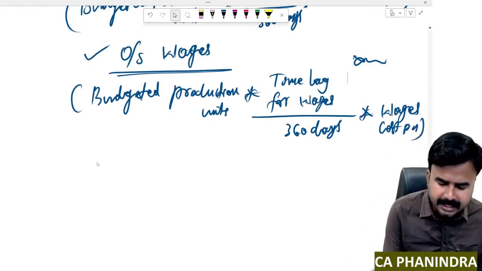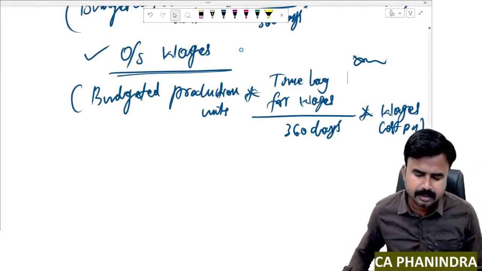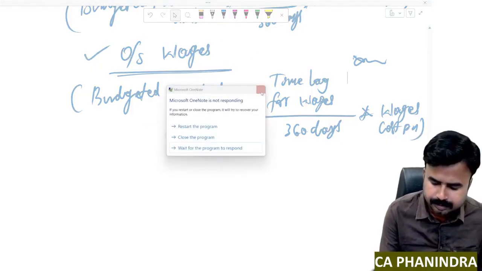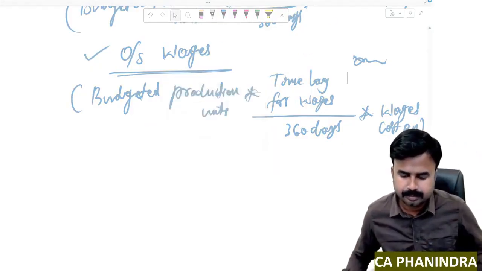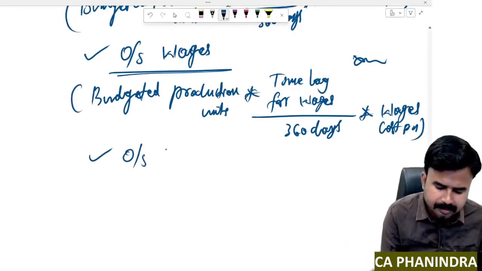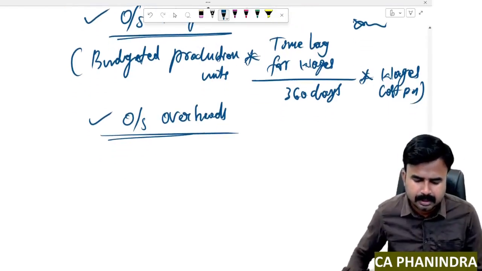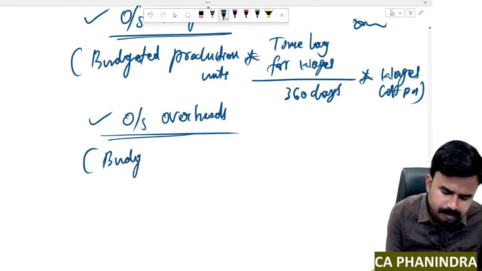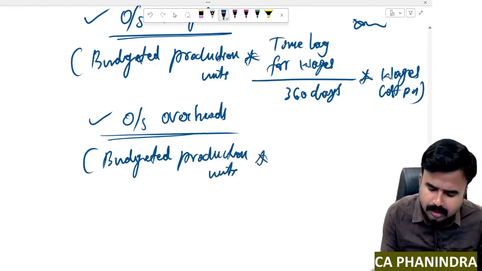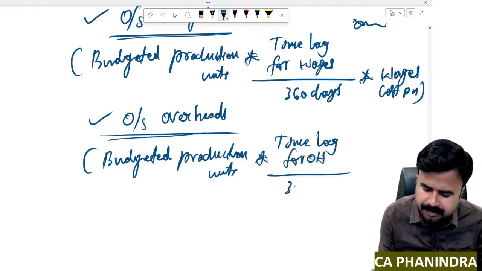The next one is outstanding overheads. Same formula: budgeted production units into time lag for overheads divided by 360 days.